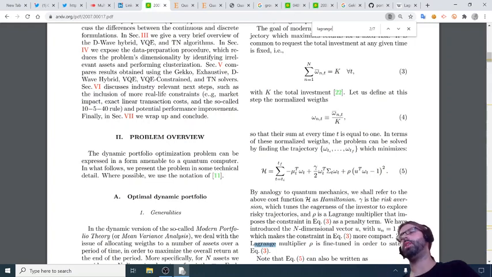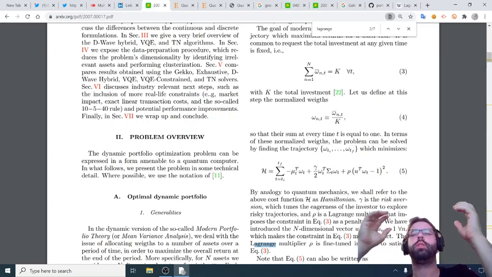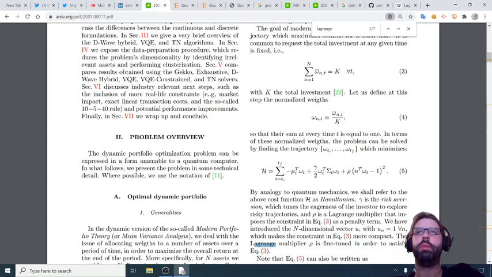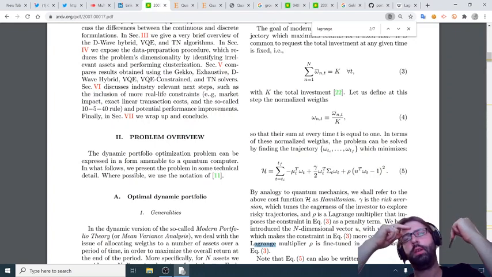Nevertheless, here they constantly talk about K as the investment limit, versus in the other paper they talk about N as in the number of assets that you want to invest in, which, I mean, they must be related, right?